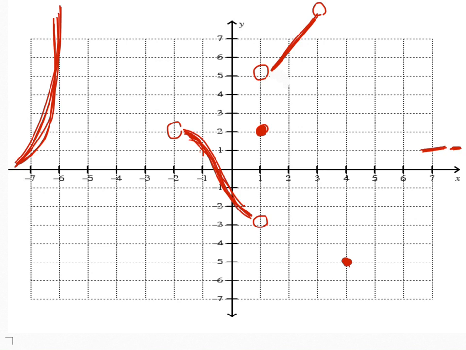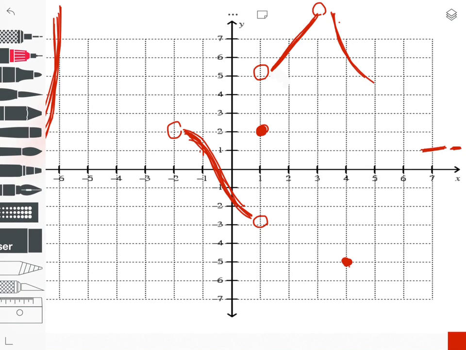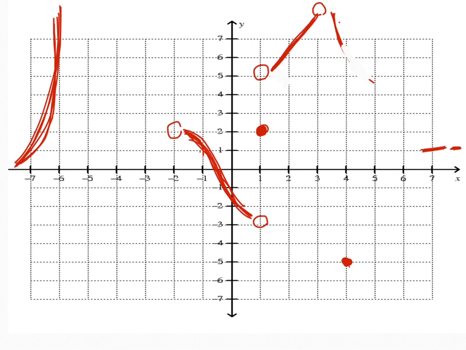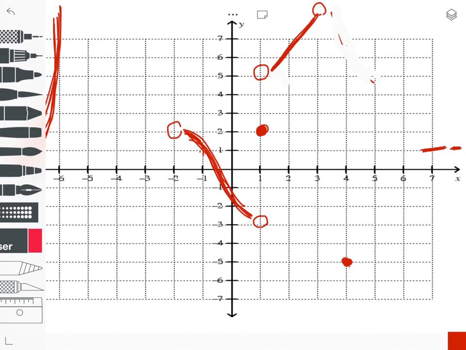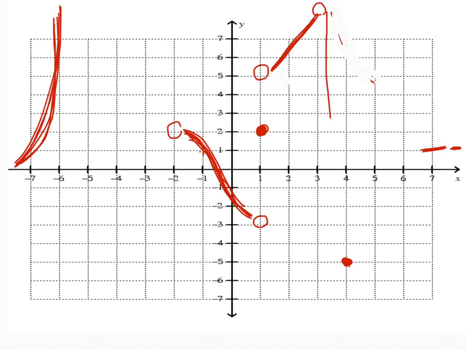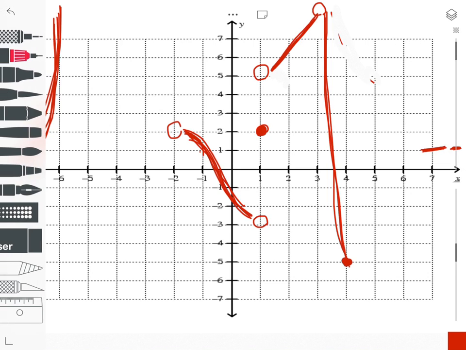Last but not least, you have 3 from the right hand side is going to approach 8. So maybe I should erase this one to make my graph look more accurate, since I have an f of 4 equals negative 5, I'm going to put it this way so that it makes more sense. But you don't really have to connect them. It's just showing you the trend. As x gets closer and closer to 3 from the right hand side, it has a value of 8.